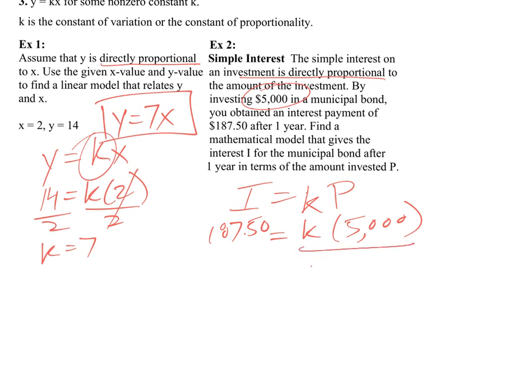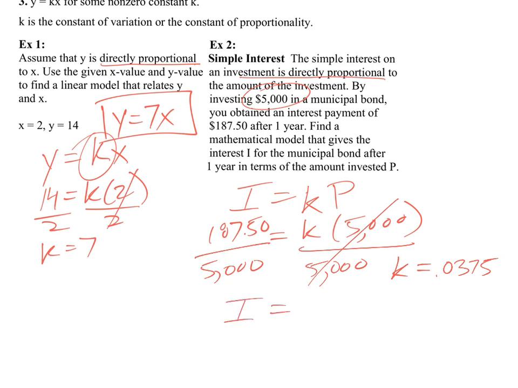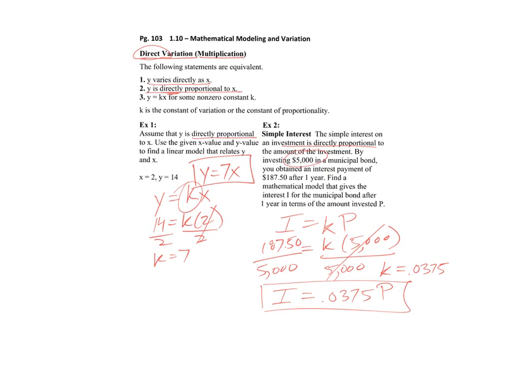All right, so let's divide by 5,000. You can use a calculator for this. K is equal to 0.0375. And so rewriting my formula now, the interest is equal to K, which is my constant, or in other words, my interest rate in this case, times the principal. There's your formula for this particular situation. All right, going on to the next example.